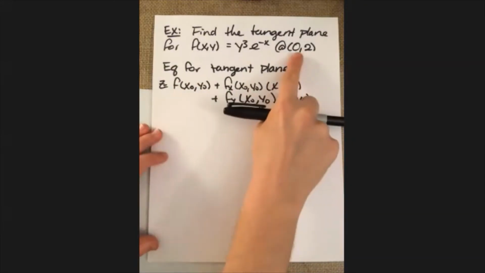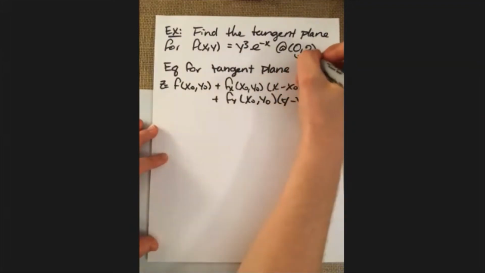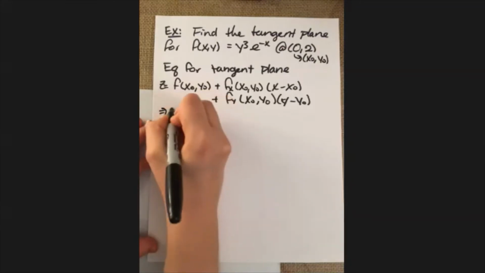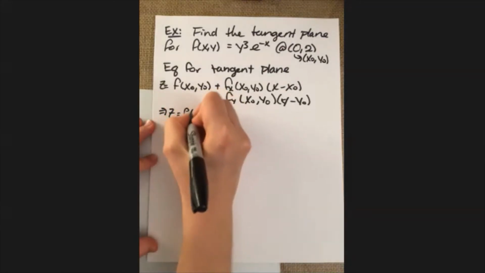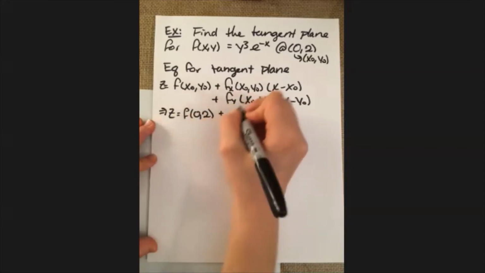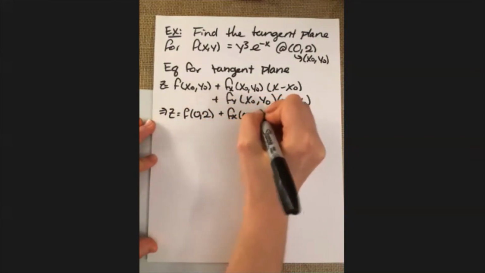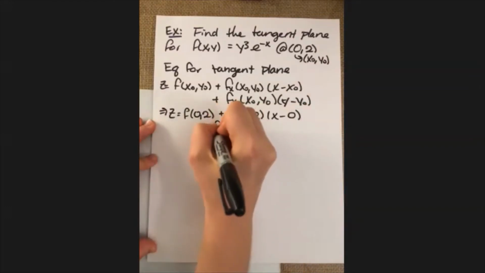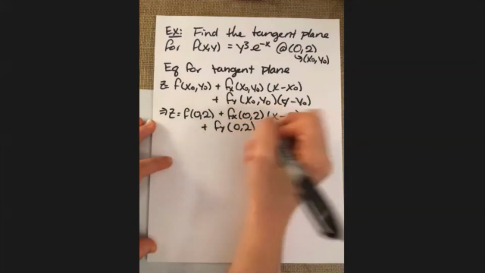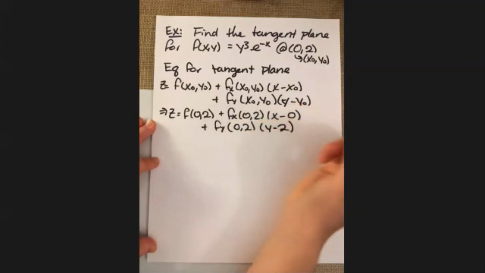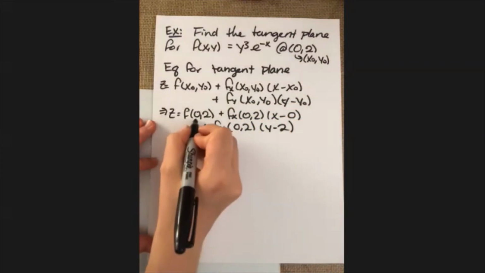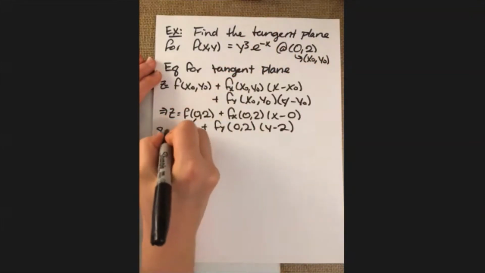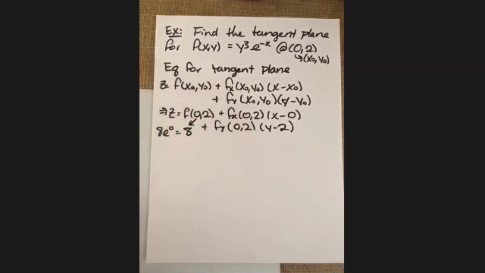Okay, now I'm just going to go through and plug this in. Just to be clear, this is the x naught, y naught part of this equation. We're going to get z equals f at 0, 2, plus f x at 0, 2, and then x minus 0 there, and then plus f y at 0, 2, and then y minus 2. And then this piece here, f at 0, 2 is just going to be 8 times e to the 0, which is just 8. So we'll keep that in mind for later.